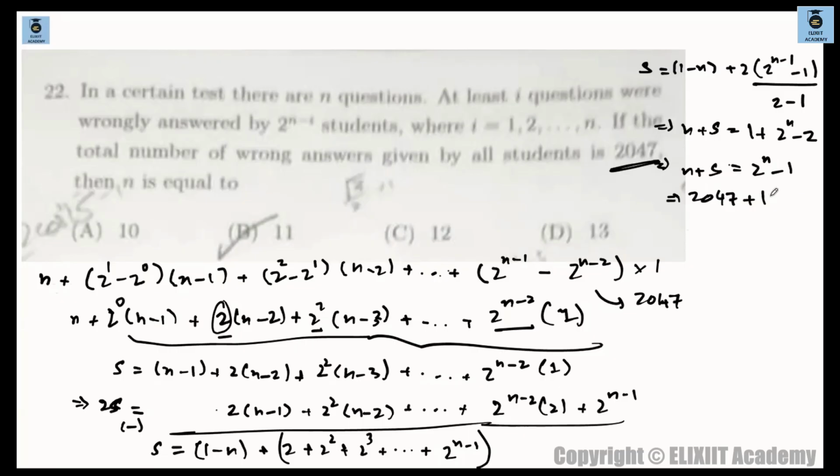So 2047 plus 1 will give you 2 to the power of n. We can find what is 2 to the power of n from here. So 2048 is 2 to the power of n. So definitely n will be 11 from here, because 2 to the power of 11 is 2048. So option B must be correct.